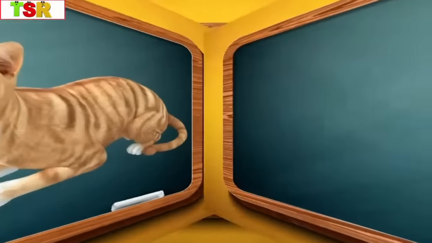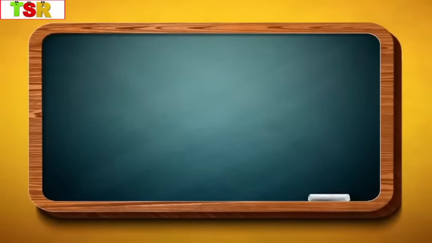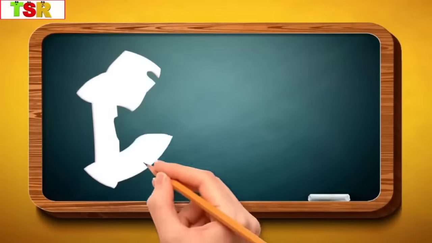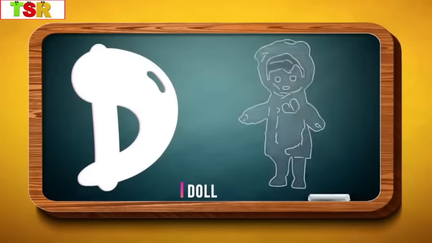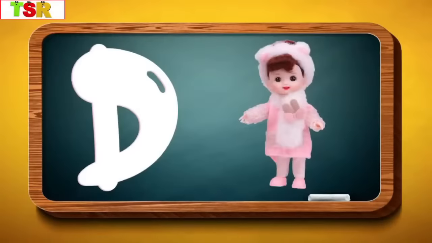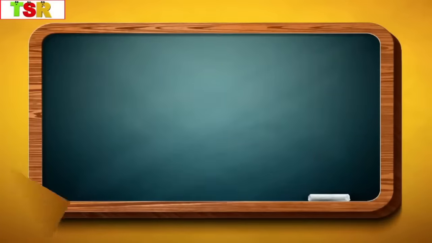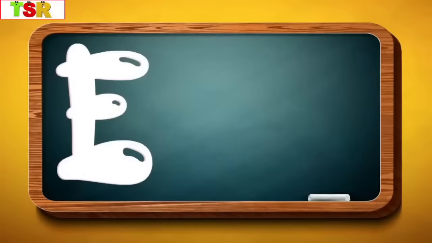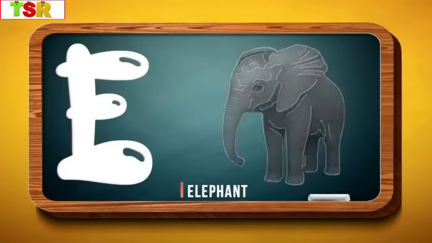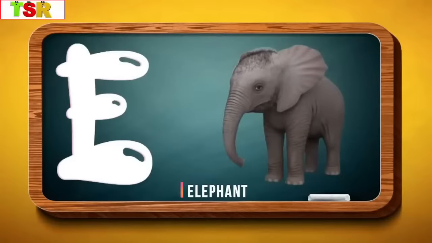D. This is the letter D. D sounds like d, d, d. Doll. A pink doll. E. This is the letter E. Sounds like eh, eh, eh. Elephant. A gray elephant.